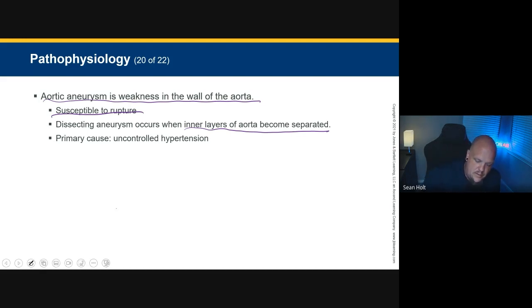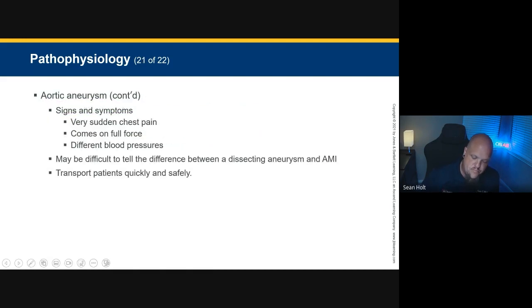But regardless, the primary cause of any one of these is going to be uncontrolled high blood pressure. So those controllable risk factors we talked about earlier, manage high blood pressure if you have high blood pressure. Okay. You don't want to die this way. Trust me.